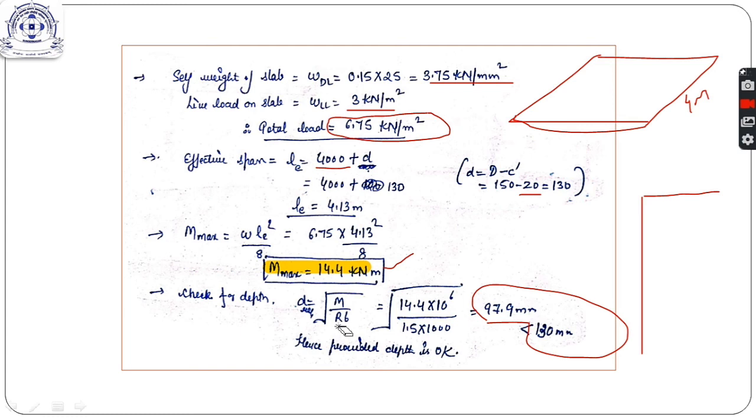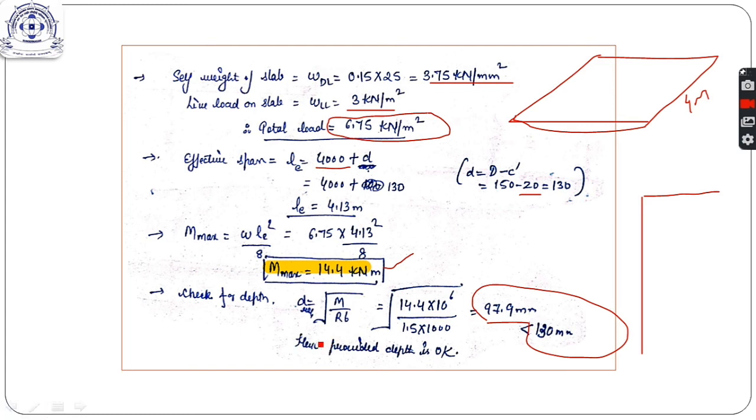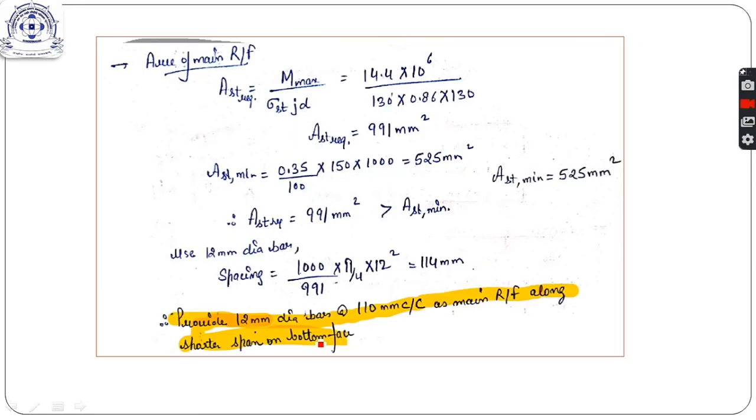Okay, so R will be the design parameter for the working stress method, as calculated in the starting of the question. Now we calculate the main reinforcement using the same formula for working stress method, which is coming out to be 991, and the minimum reinforcement is 0.35%. So AST required is greater than AST minimum, hence we provide this much reinforcement. Assuming diameter of bars, we calculate the reinforcement, hence provide 12 dia bars at 100 mm center to center as main reinforcement along the shorter span.